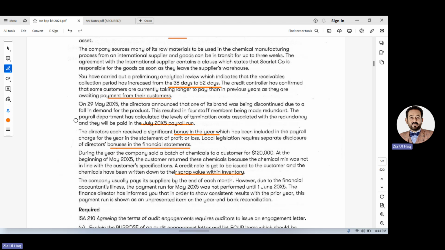Still, there is no credit note issued. The sale return is not recorded. So this should be adjusted in the 31st May financial statement rather than the next financial statement, because the sale return is related to previous financial statements for which we are going to audit.